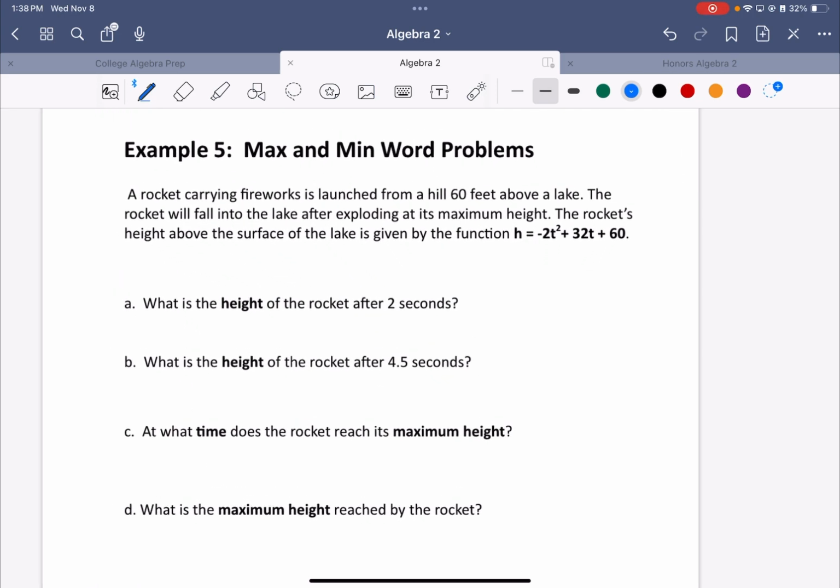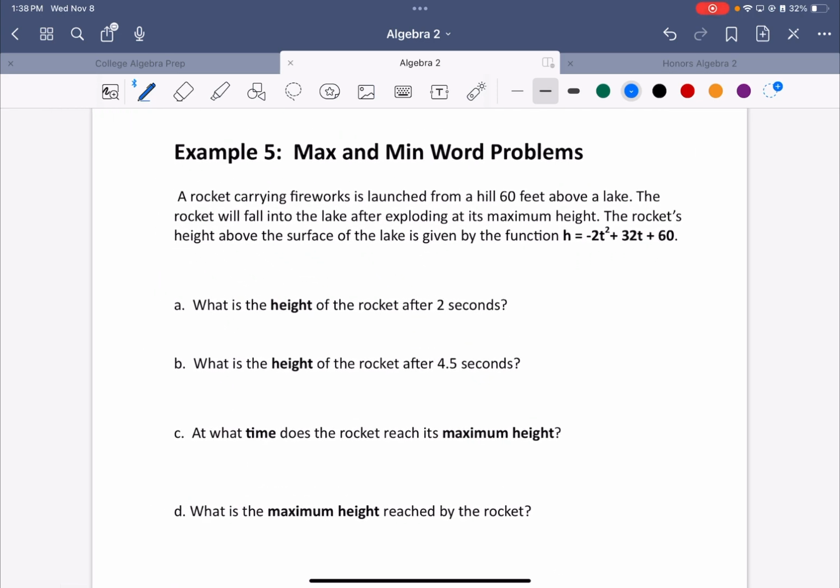Next thing we have to look at then is word problems.